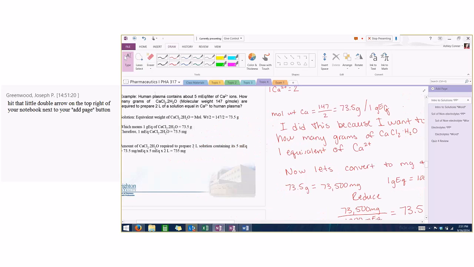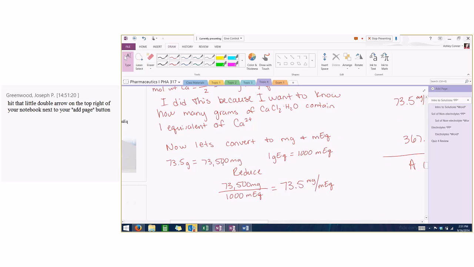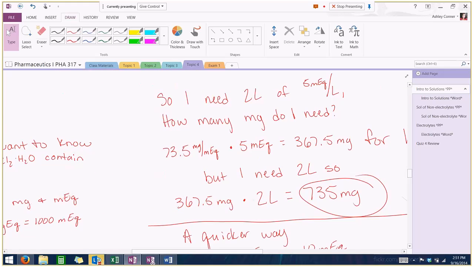So if anybody's wondering how he went from right here to right here, I just did conversions and divided it. So 73.5 grams, you move the decimal over 3 places, and now we have that many milligrams. And I did that the same way with gram equivalents. I changed it to milliequivalents, so I had to move the decimal 3 places. And then I just divided, and it happened to be the same number. 73.5 milligrams is in 1 milliequivalent. So now we move on.